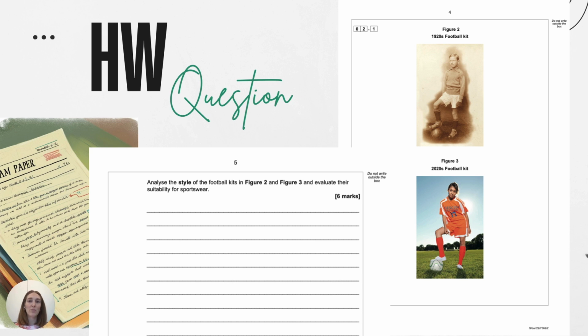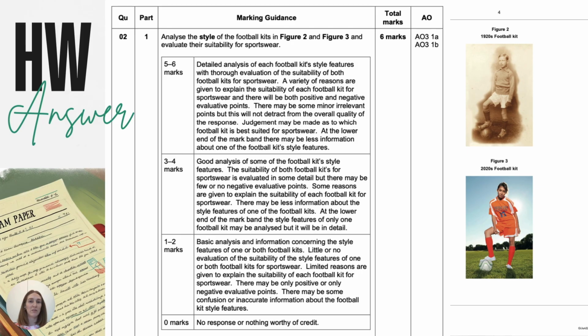So first of all, the homework past paper question that we looked at on the football kits. So figure 2 and figure 3, we talked about the difference between a compare and contrast question and an analyze and evaluate question. For this type of question where it's analyze and evaluate, you just need to be giving the advantages and disadvantages for each of the images it's giving you, each of the items it's talking to you about. So you need to have given a detailed analysis and to have made sure that you speak about both figures.